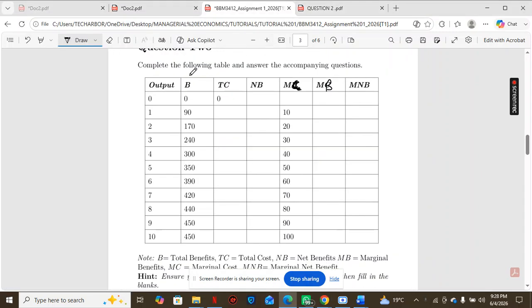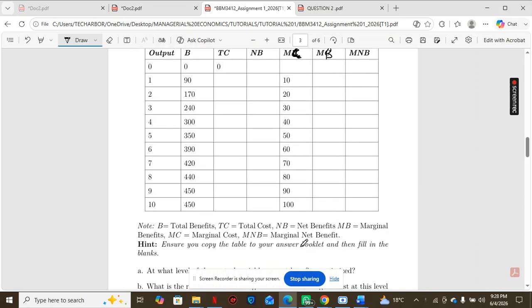Okay, so I have a question here which says complete the following table and answer the accompanying questions. So first we have to fill in this table here. We have to find our total costs, our net benefits, our marginal benefits, and our marginal net benefit. So this is how we're going to do it.